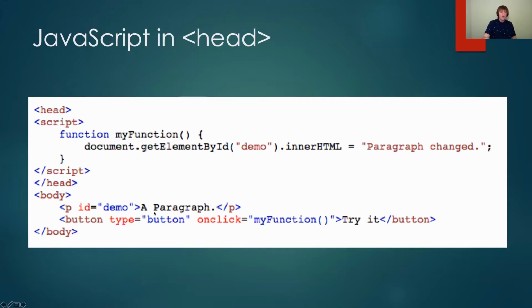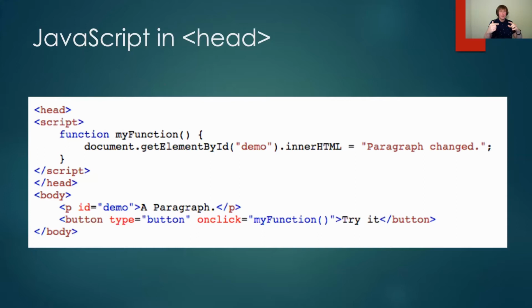Now, why would it be quicker if it's loaded in the body? Think about what we just did. We started at the top. We're loading sequentially. We just loaded this JavaScript, but the body hasn't loaded yet, so I can't change anything. It's going to come down to the body. It's going to load the paragraph tag, load the button. Then when I click the button, it's going to go back up and execute that JavaScript function.